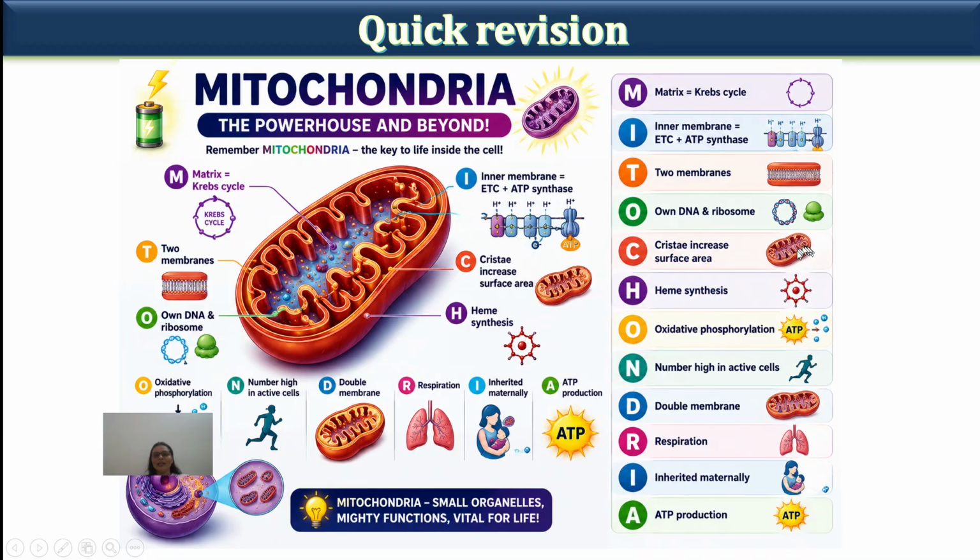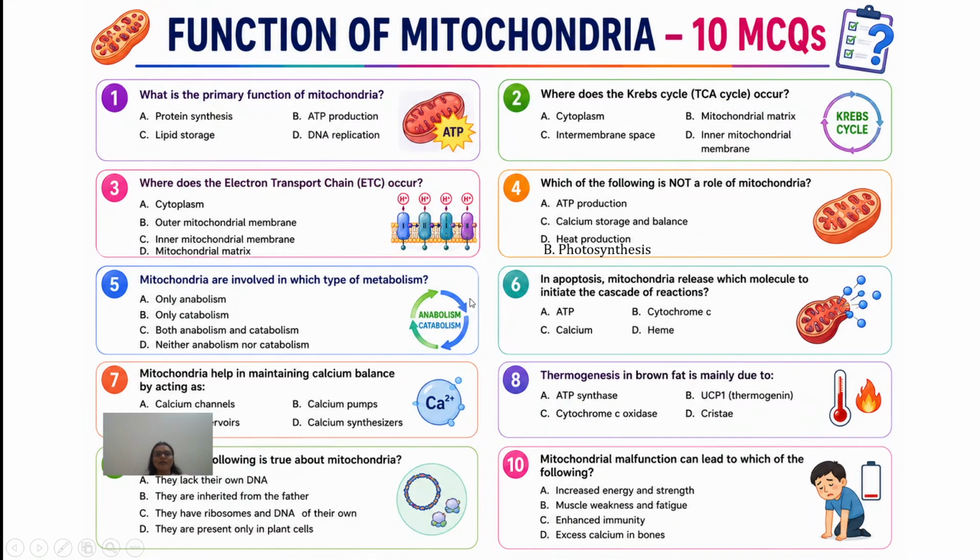C for cristae. H for heme synthesis. Oxidative phosphorylation occurs. Number high in active cells. Double membrane structure. Role in respiration. One more most important thing we discussed is that it is inherited maternally and involved in ATP production. This image shows the function of mitochondria.